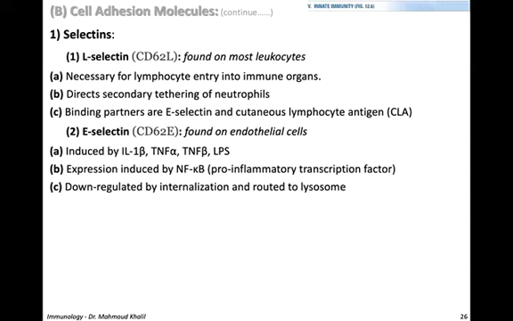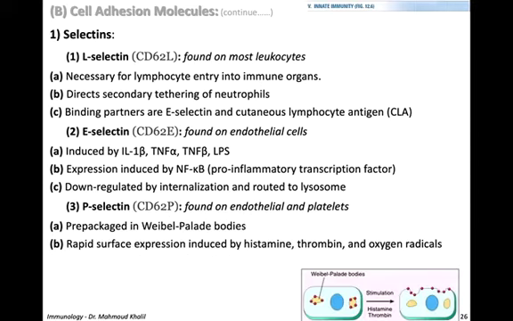While E-selectin, sometimes termed CD62E, is found only on endothelial cells. The expression of this type of selectin is induced by interleukin-1 beta, TNF-alpha, TNF-beta, and lipopolysaccharides. The expression of E-selectin at the gene level is induced by NF-kappa B, a pro-inflammatory transcription factor. The downregulation means its job is done, and it occurs by its internalization from the surface of the endothelial cells and routing to the lysosomes for the recycling of its amino acids.